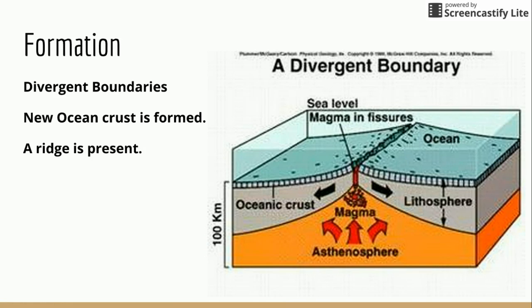So for the formation of them, these occur at divergent boundaries, and new ocean crust is formed, like we said, and a ridge is present. So this magma leaks up from the asthenosphere. Once it cools, it adds new crust.